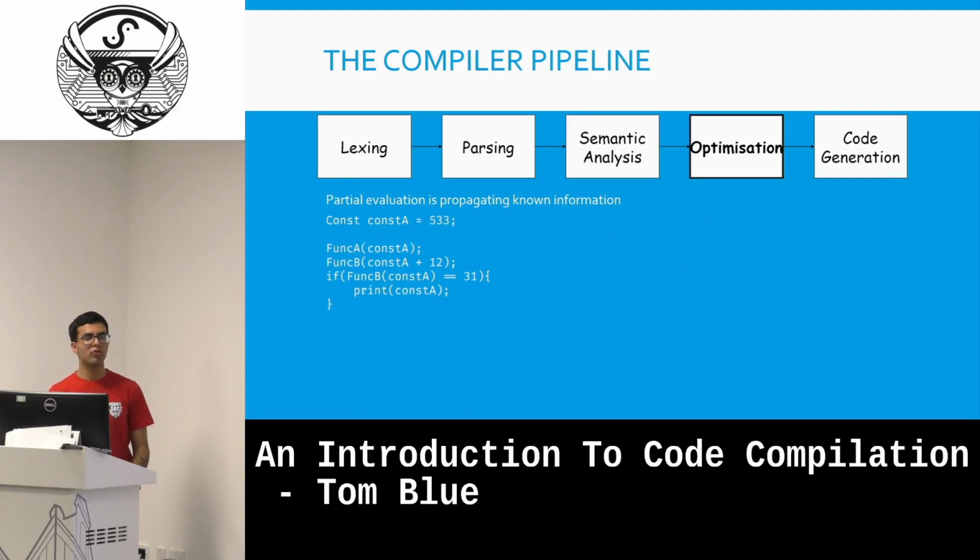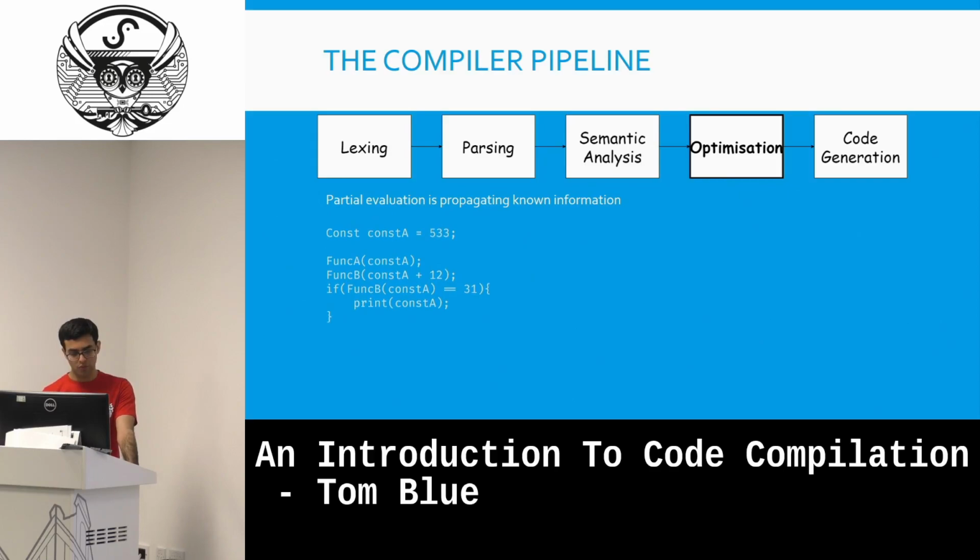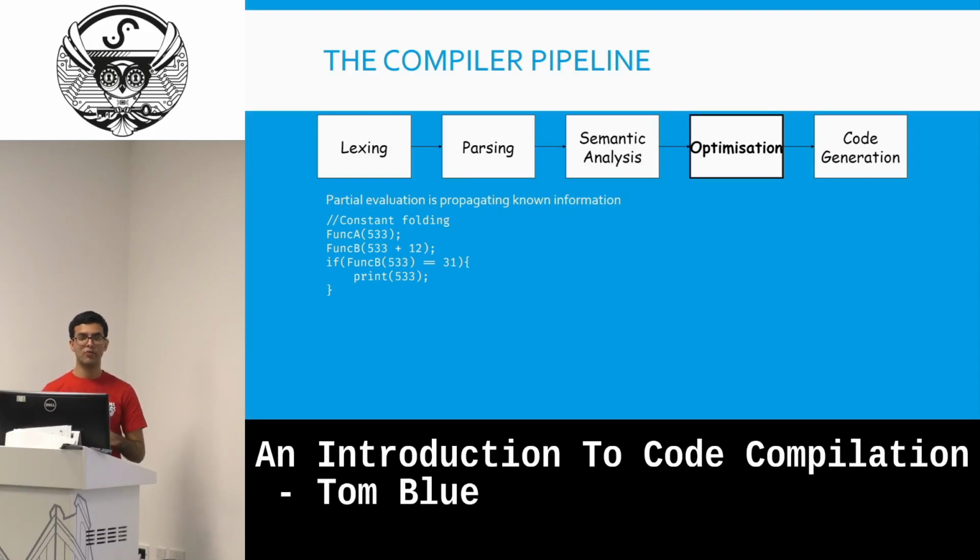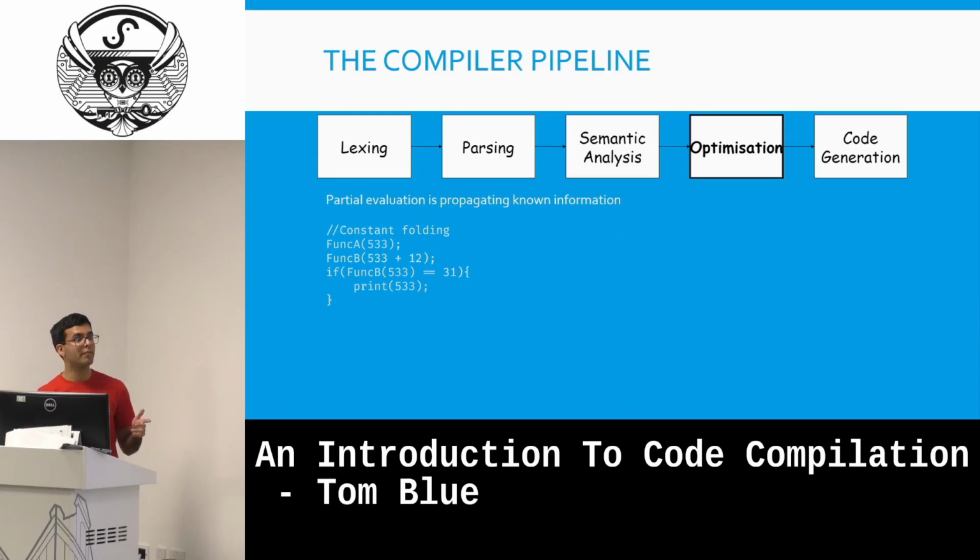And partial evaluation also applies to something called constant folding, which is where rather than having a constant somewhere in your code which has to be referenced constantly, compilers will sometimes take the constant and replace every time that constant is referenced with the value of it. So if we look at this code, we could replace every reference to const A with just 533. And then that allows us to look at func B, where we're adding an integer to a constant, and we can evaluate that during compile time, which is one less instruction for the CPU to do at runtime, hence improving performance.